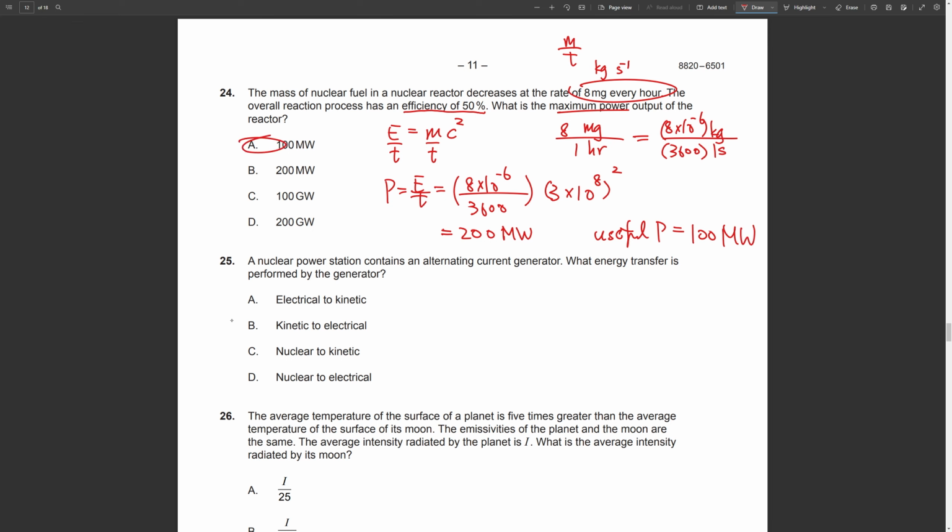In a nuclear power station, there is a lot of different energy transfer. Overall, it is nuclear energy to electrical, so it's very tempting to pick D. But D is wrong, because we are looking at the energy transfer by the generator only. In a generator, there are turbine, there are spinning coil, there are lots of electrical components. And it's converting the spinning rotational motion into electrical energy. So the answer is B.